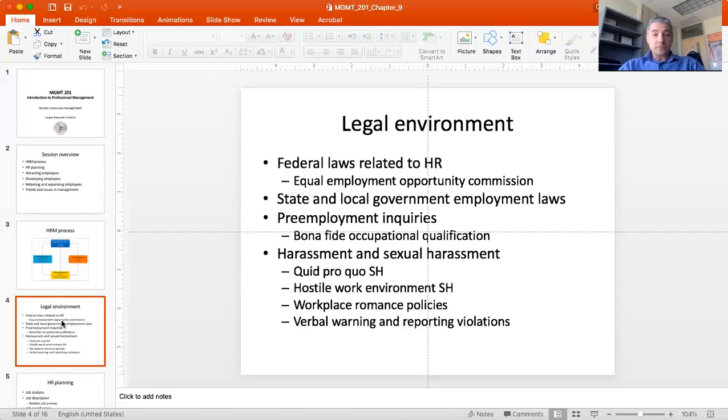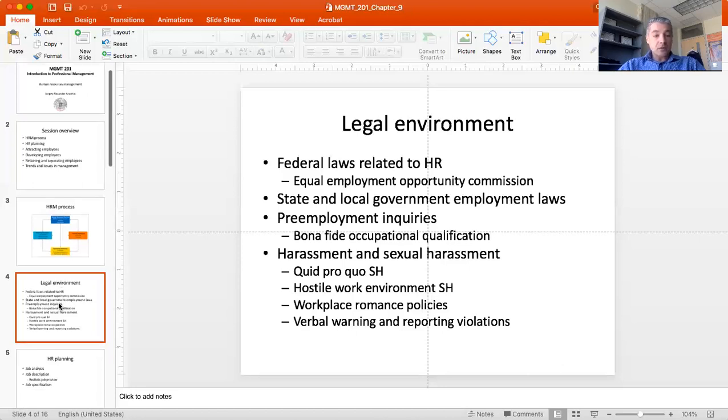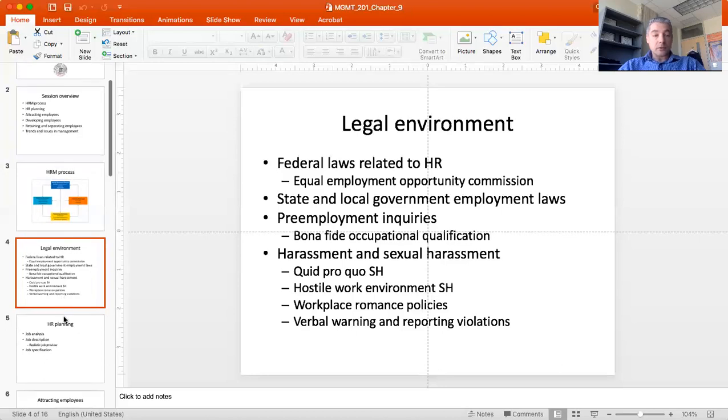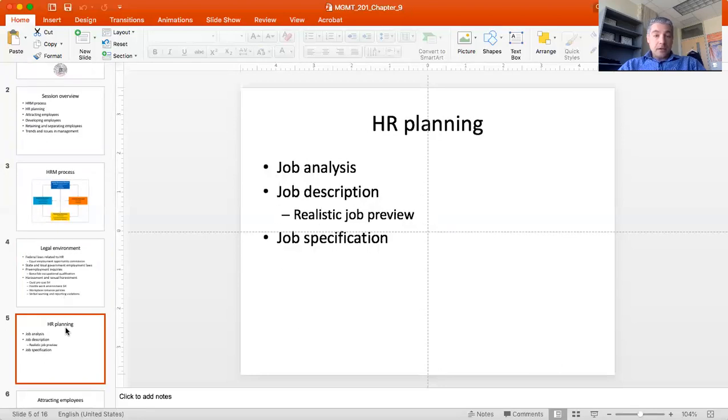I suggest that you read that part in a textbook. It goes into detail quite closely. Now, the HR planning process, it starts with job analysis, right?